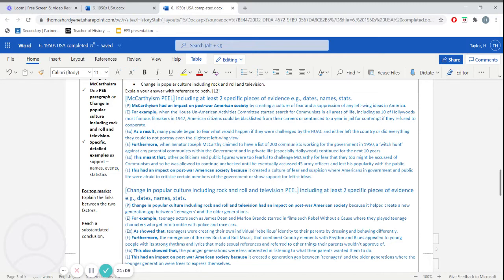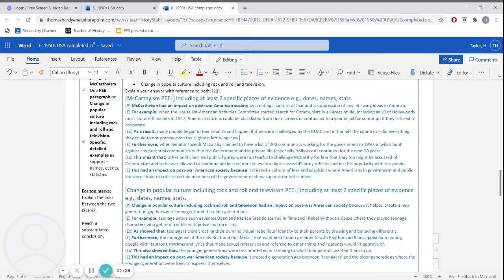So this is a clear explanation of how the House Un-American Activities Committee affected American society by creating fear of people presenting themselves as left-wing, in danger of being accused of being far left, which is what communism is.